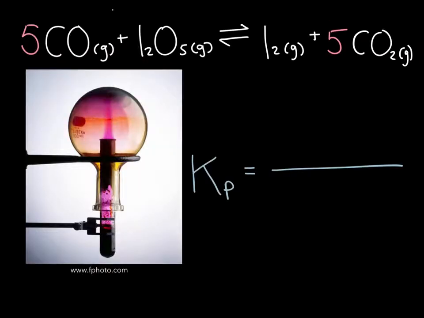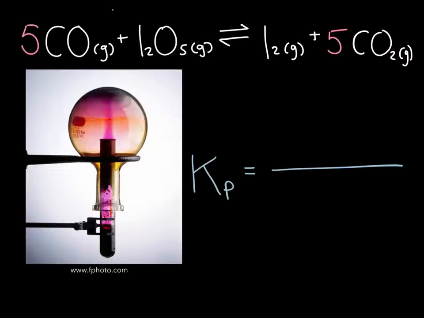So let's take a look at the reaction that we're dealing with in this problem. We have carbon monoxide gas, which is readily oxidized at room temperature by diiodine pentoxide gas to form purple iodine gas and carbon dioxide gas. Notice that everything is in the gaseous phase. This is going to affect how we talk about equilibrium.